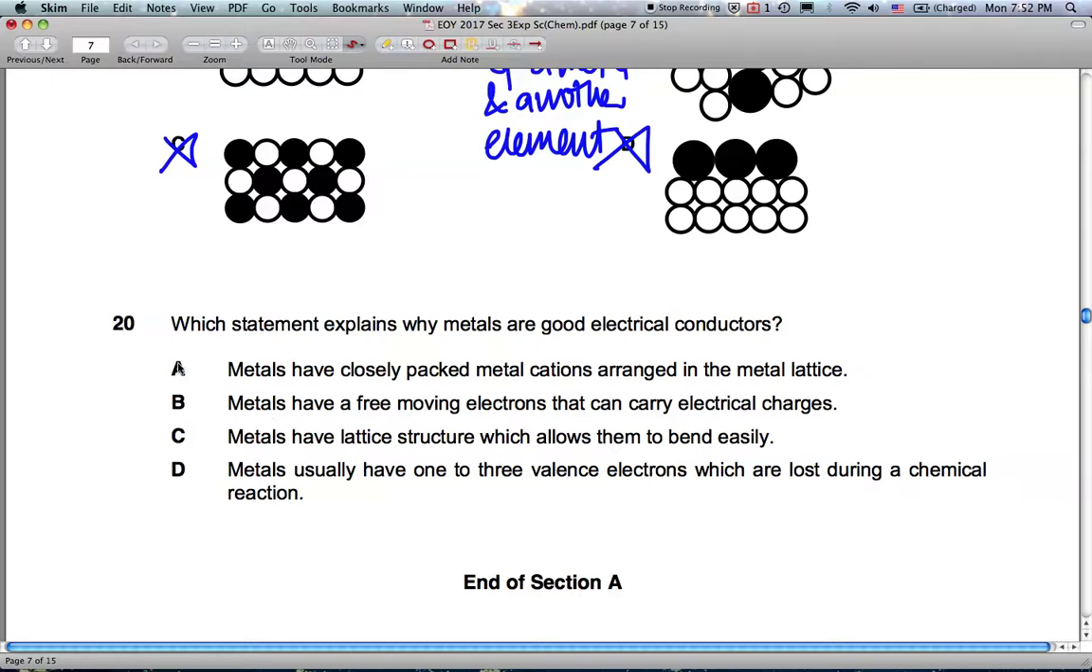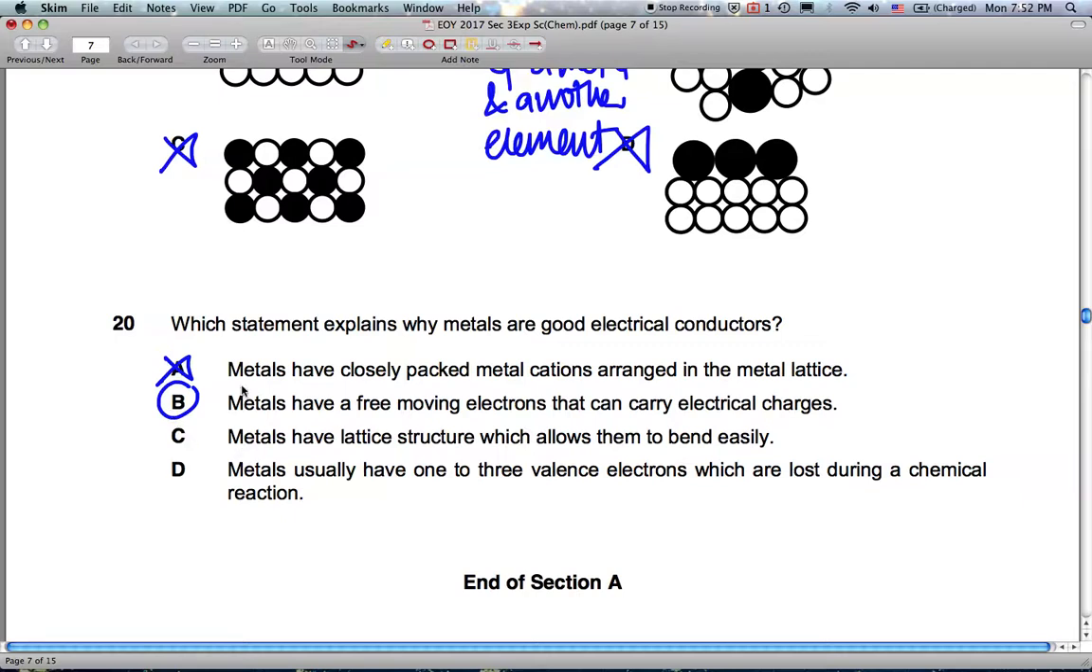For option A, metals have closely packed metal cations arranged in a metal lattice structure, which does not tell us about the electrical conductivity. Option B, metals have free moving electrons that can carry electrical charges, so this is true. We know that the metal ions are surrounded by a sea of delocalized electrons, and therefore the electrons are the ones to move around to conduct electricity because they are very light.